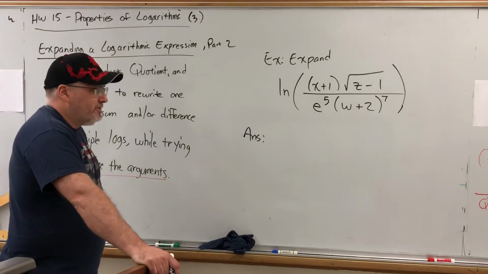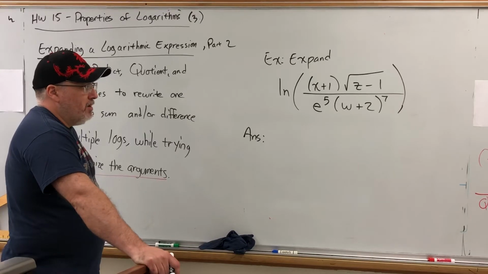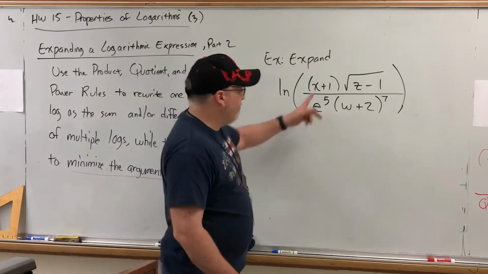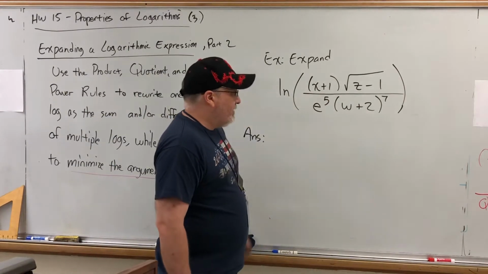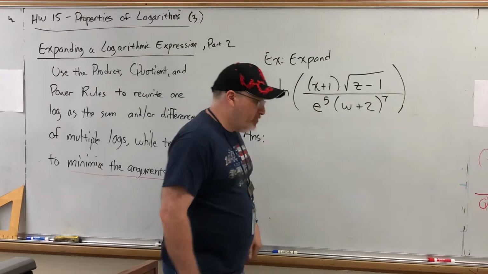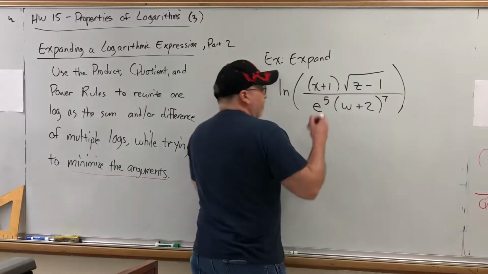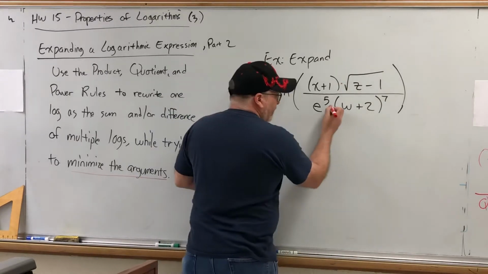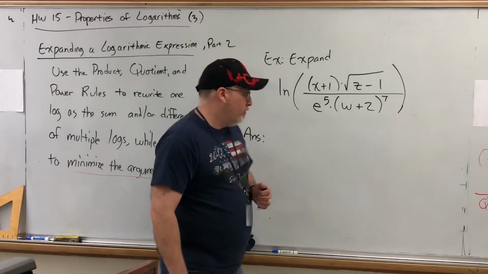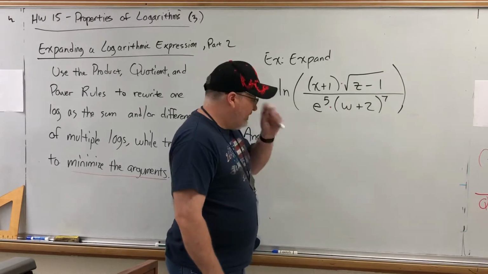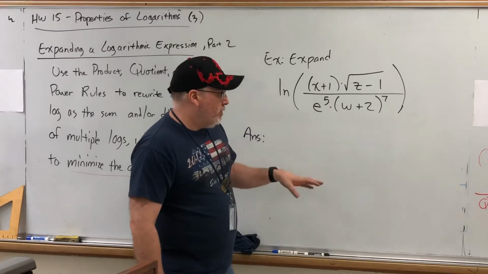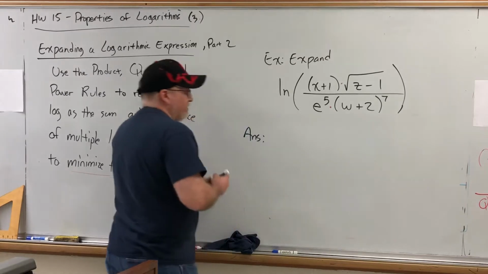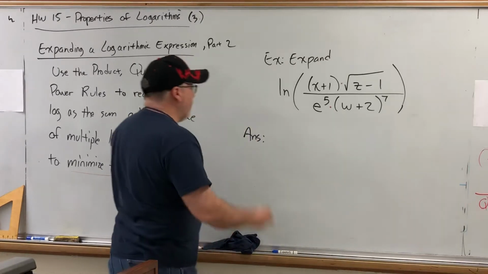This only applies when you have a logarithm of a fraction and or multiplication problems. Now, this one does involve addition and subtraction problems, but at its core, this is a fraction with a multiplication problem on both sides. The quantity x plus 1 times the quantity square root of z minus 1 on the top, e to the 5th times the quantity w plus 2 to the 7th power on the bottom. So as long as everything is part of a multiplication problem or part of a subtraction problem, you're good to go.